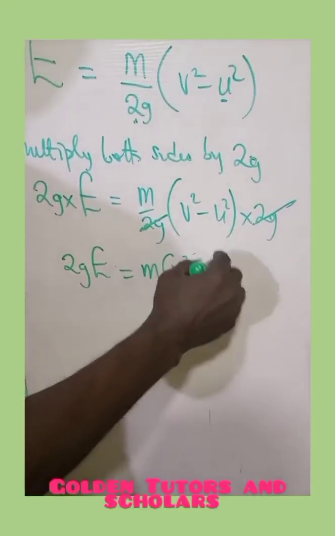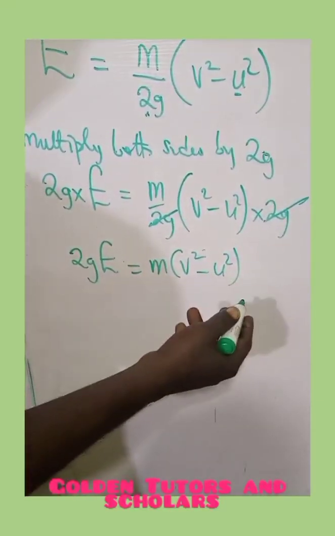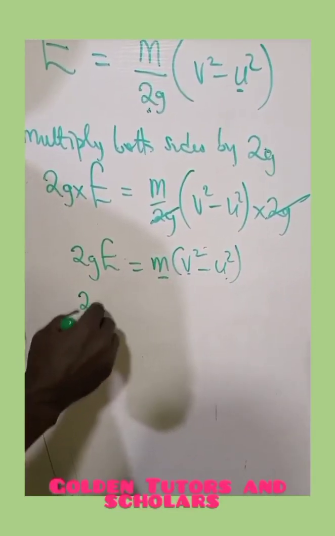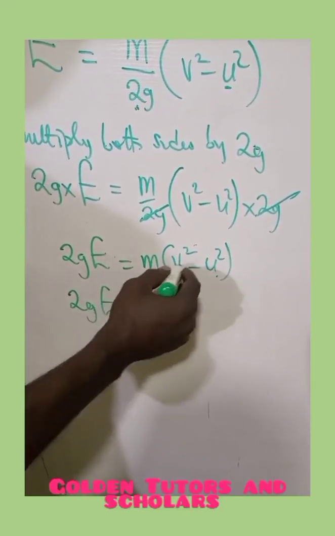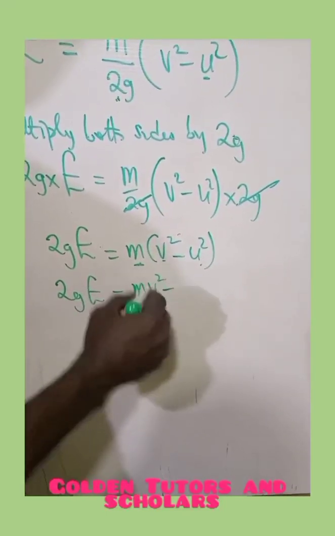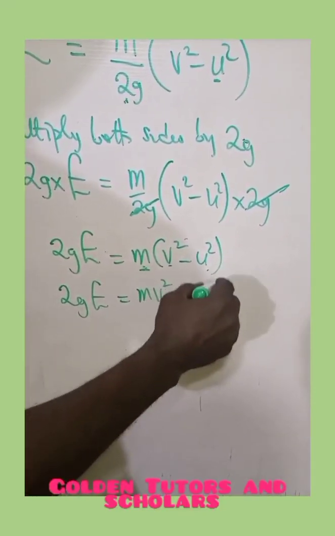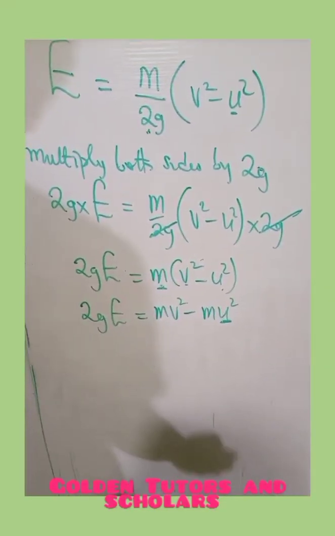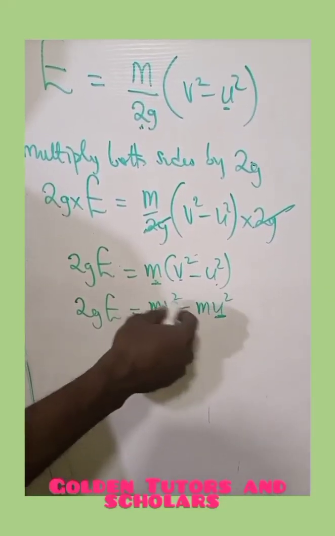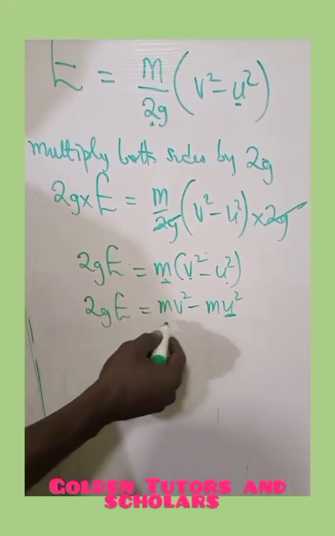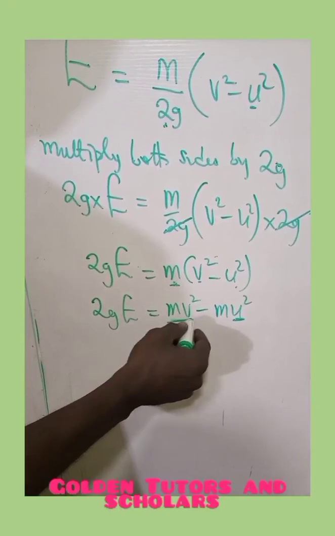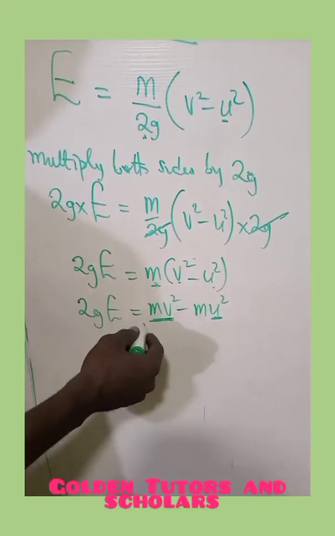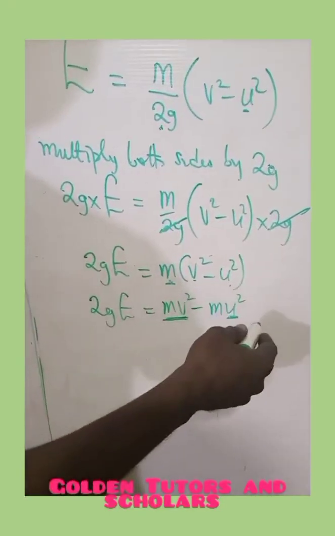2gE equals m into v squared minus u squared. If we open up this bracket, m will multiply each term. So you have 2gE equals m times v squared, which gives mv squared, minus m times u squared, which gives mu squared. Remember, we are making u the subject of the formula, so everything associated with u, we will find a way to get rid of. The first we have to get rid of is this mv squared. It is plus mv squared, so we subtract it from both sides of the equation.